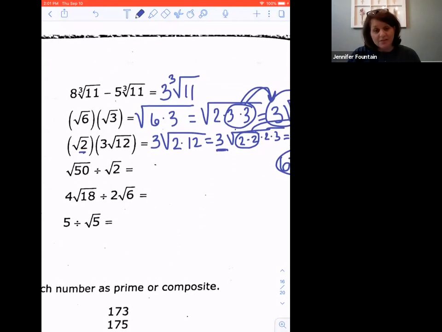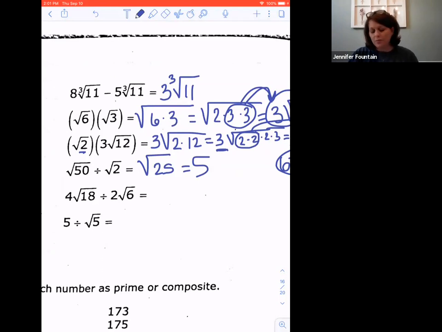Then 50 divided by the square root of 2 ends up leaving us with the square root of 25, but then that could be simplified, and the square root of 25 is 5. Okay, so remember to simplify if you can.